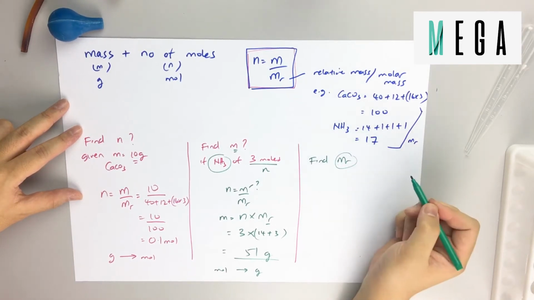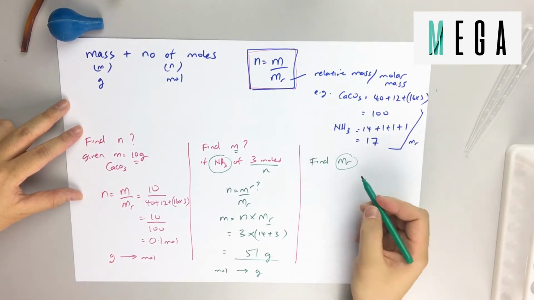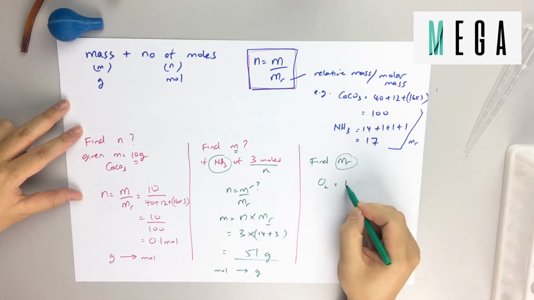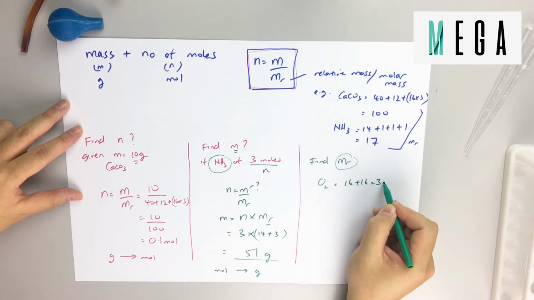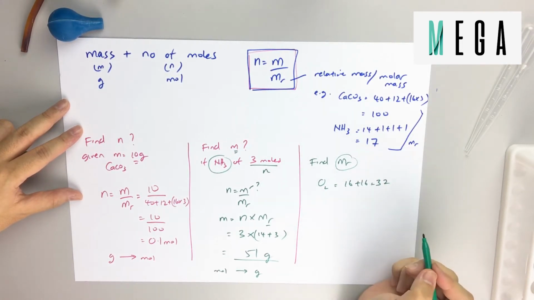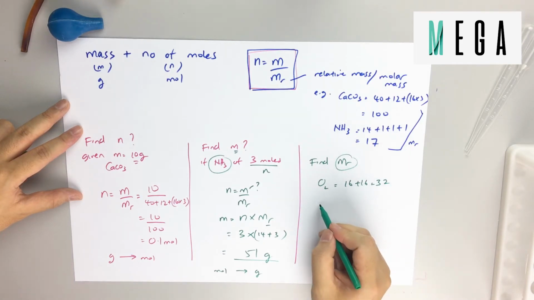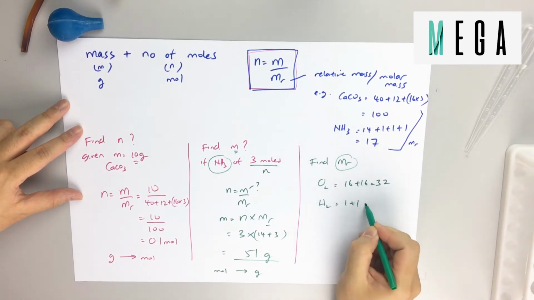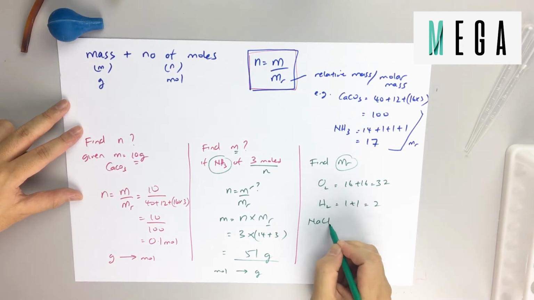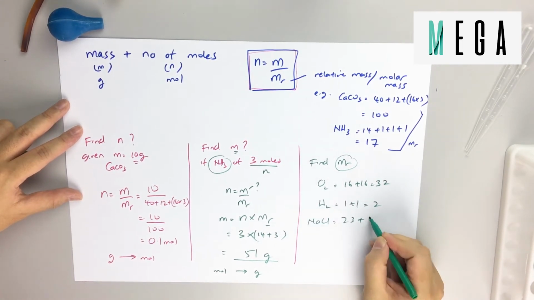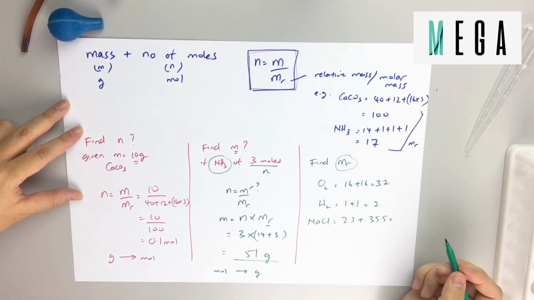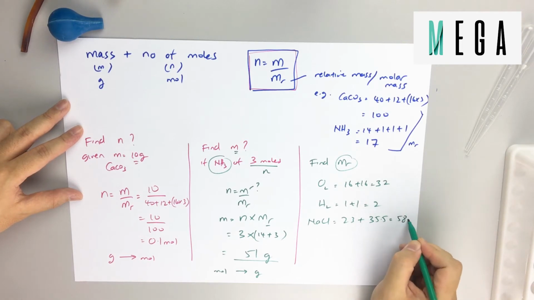So find molar mass. Molar mass is actually very easy. If they ask O2, what's the relative mass? It's just 16 plus 16 equals 32. It's good to remember the mass of oxygen. Hydrogen, 1 plus 1 equals 2. So very simple calculation. Sodium, 23. Chlorine, 35.5. Just type in your calculator again, 58.5.